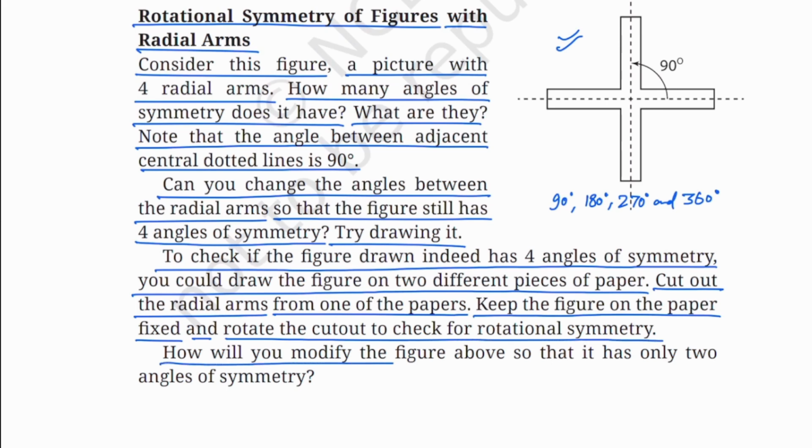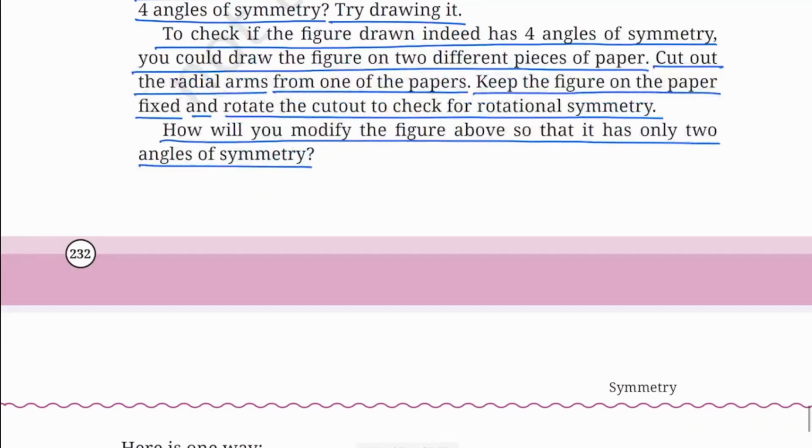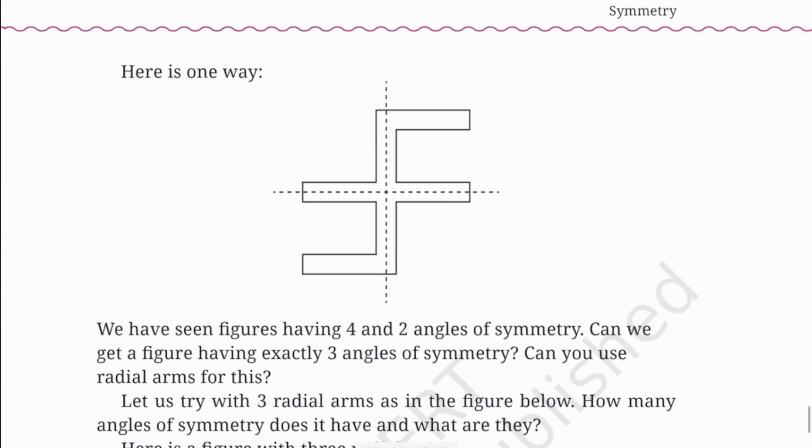How will you modify the figure above so that it has only 2 angles of symmetry? Here is one way. It has 2 angles of symmetry, that is 180 degree and 360 degree.